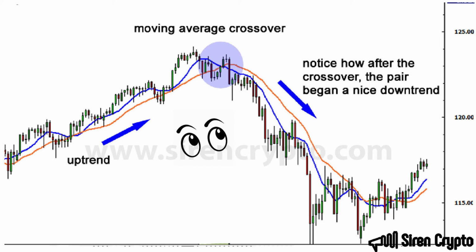You can use 2, 3, 4. The idea is to try and filter out some of the choppiness we get when markets are going sideways. So go and backtest this strategy and see if it suits your trading style.